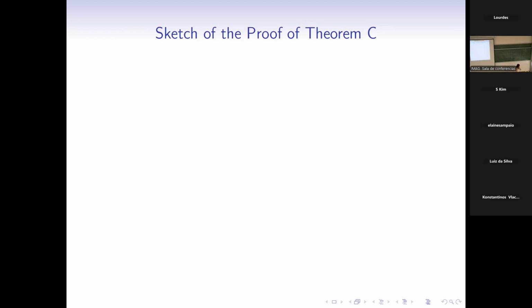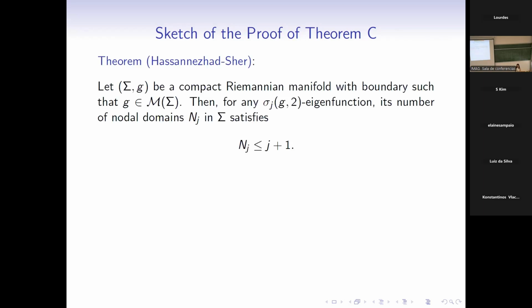So to prove our theorem of the characterization of the case of the annulus, one of the ingredients that we need is a Courant nodal domain type result in our context. And this was done by Asma Hassannezhad and David Sher. So they proved that in general here, if your metric g is such that the first Laplacian eigenvalue with the Dirichlet boundary condition is strictly bigger than 2, then the number of nodal domains of the eigenfunction sigma j is at most its order plus 1.